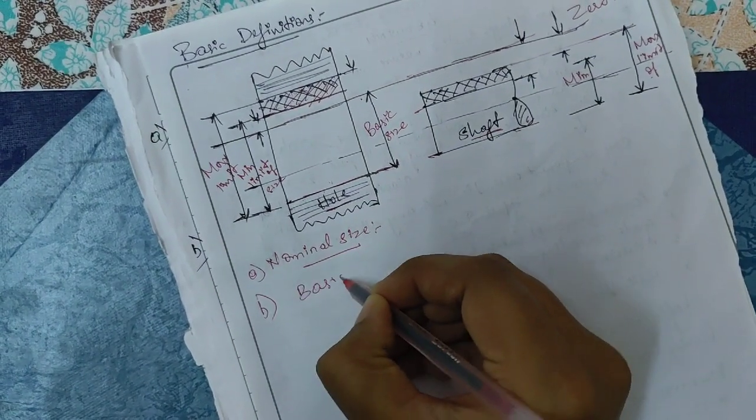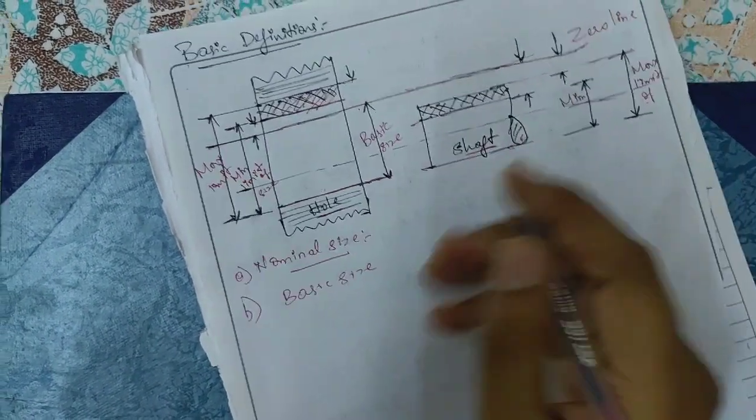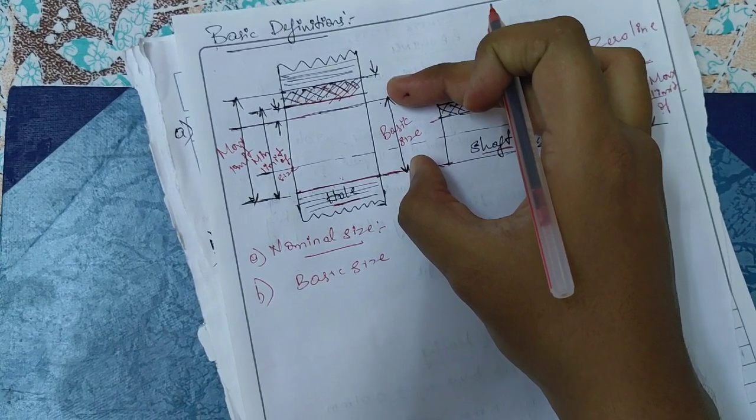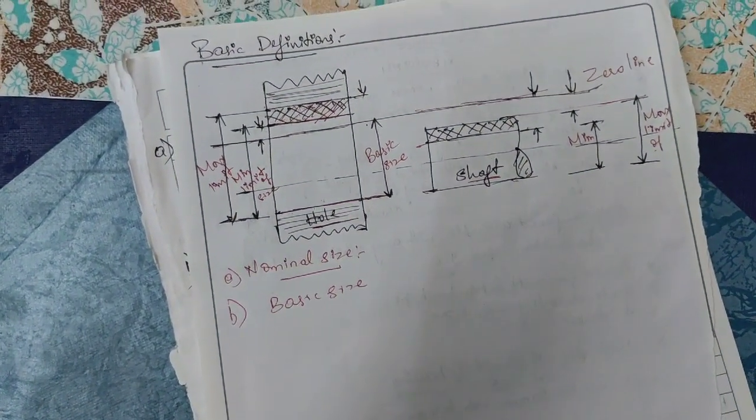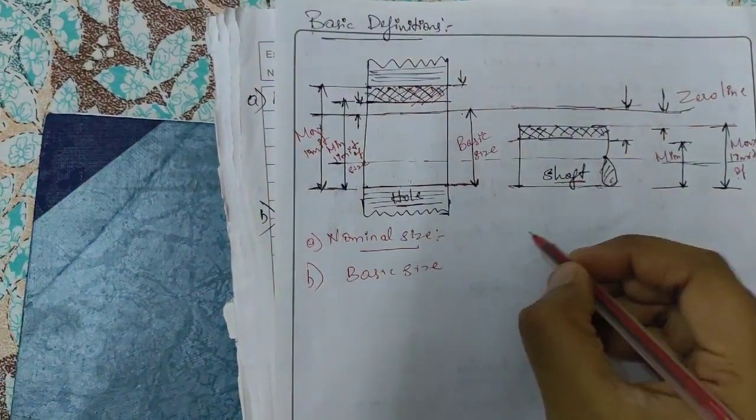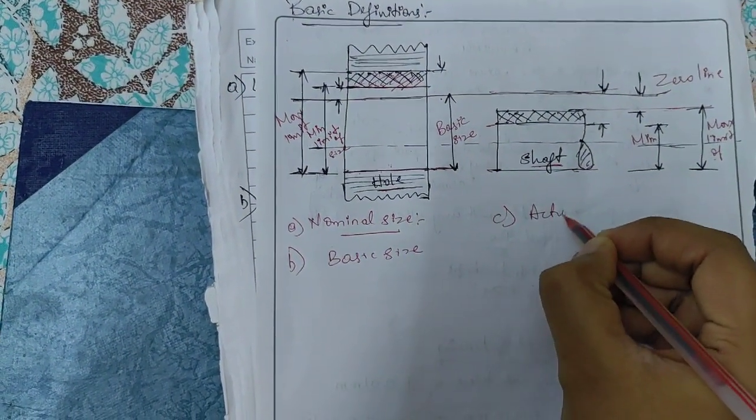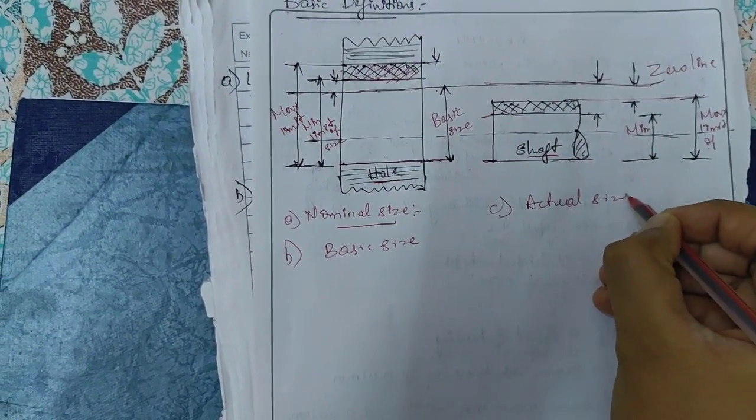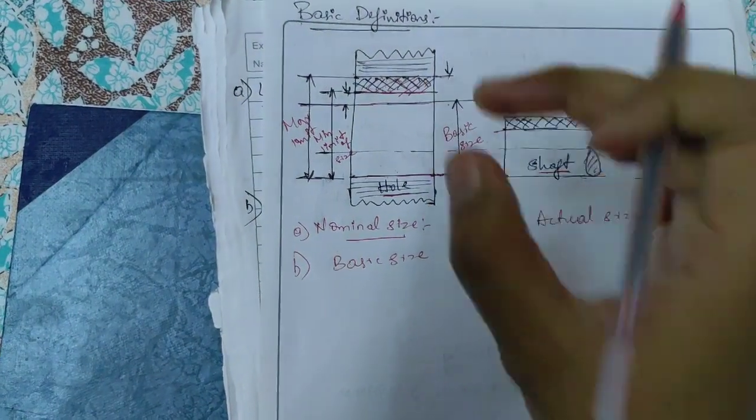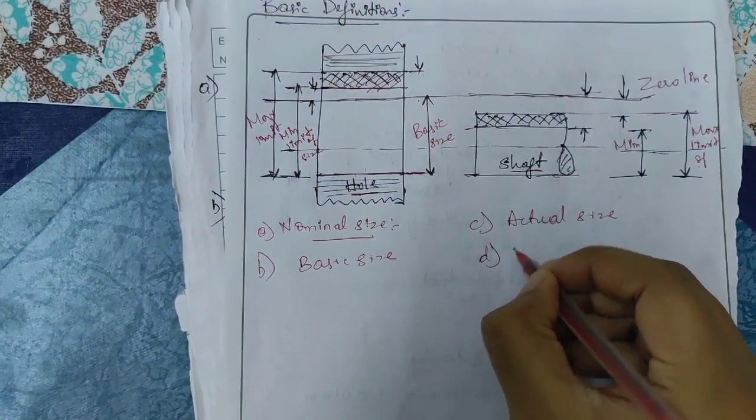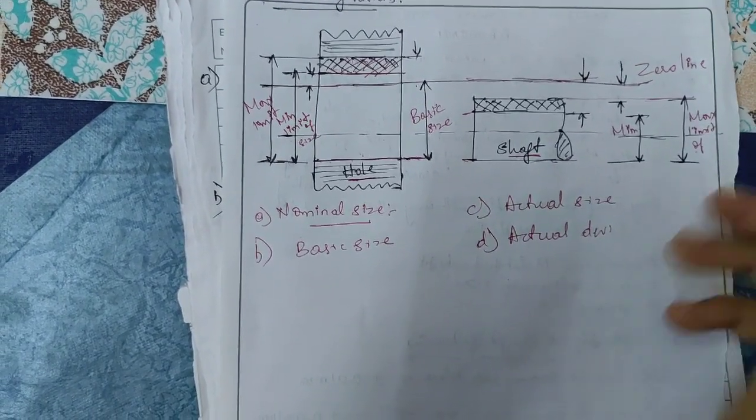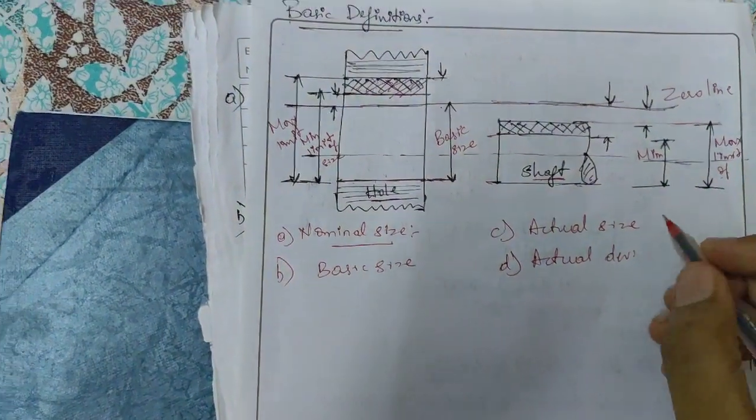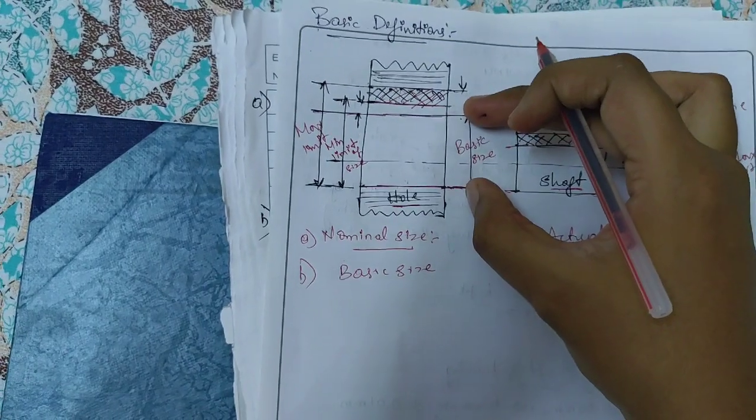The second one is basic size, which we have discussed. It is a standard size of the component with reference to which all the limits of variations of size are to be found. The third one we discussed is the actual size. And the last one is actual deviation, which is the difference between the actual size and the basic size.